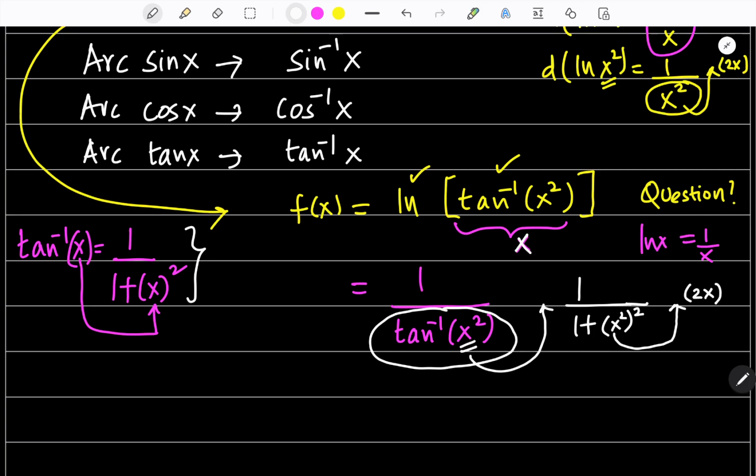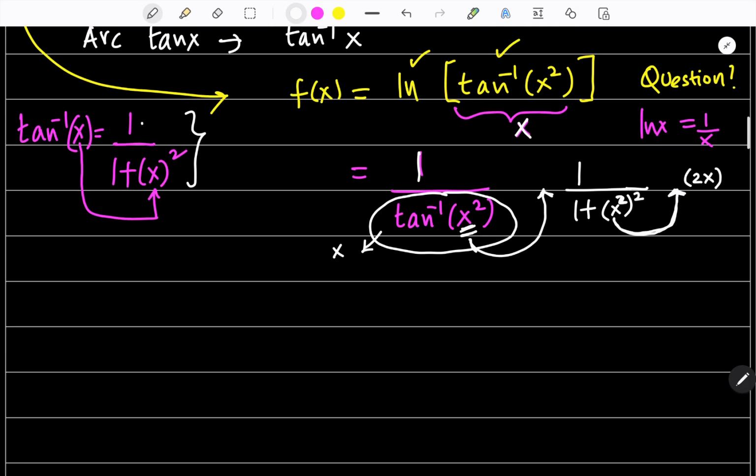Once again, I'll repeat. The ln x derivative is what? 1 over x. This is x, but this is not x. This is tan inverse x square. What is the formula for tan inverse? Tan inverse is 1 by 1 plus x square. It is not x, it is x square, so I put x square. Again, what is the derivative of x square? It's 2x.